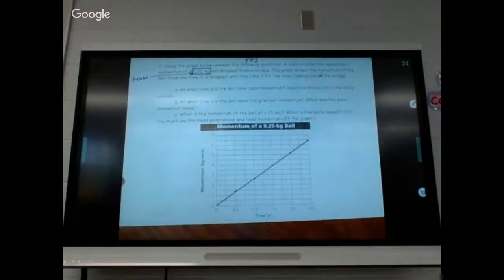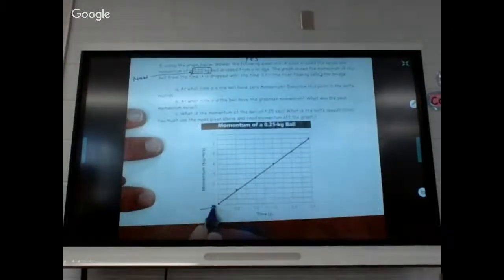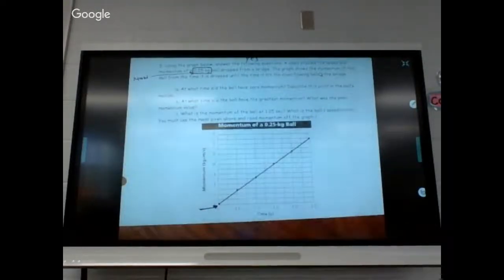Now, in A, all right, they're telling you a ball is dropped from a bridge, okay? So if a ball is dropped from a bridge, describe the point in the ball's motion at 0 momentum. So if we're talking about right here, it's 0 momentum. What can you tell me about the ball's motion there? It's standing still. The ball's not moving. It's 0 time. The ball is probably in your hands, and you probably haven't dropped it yet. But either way, the ball is not moving at 0 momentum.